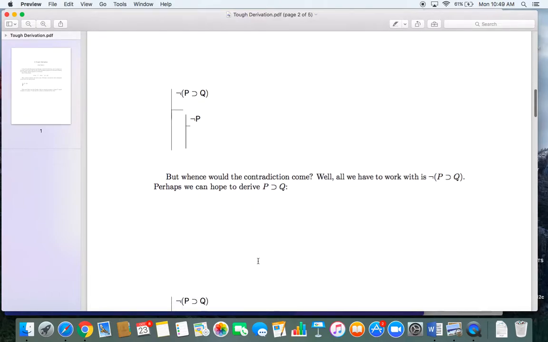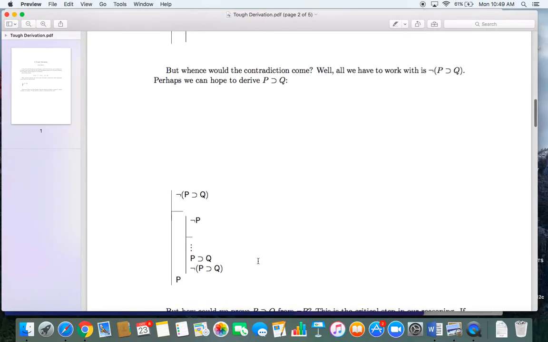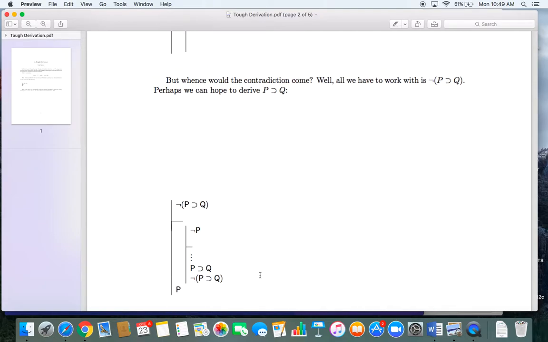So what I'm now thinking is this. We'll assume that not P, derive a contradiction, which contradiction will look like this, and then we'll be able to conclude that P. Well, now the question is, how are we going to get if P then Q from our assumption that not P? Again, you may want to pause for a moment and think about this.